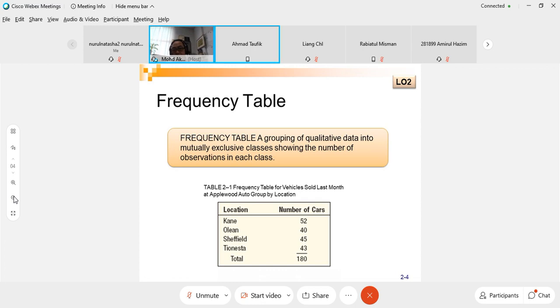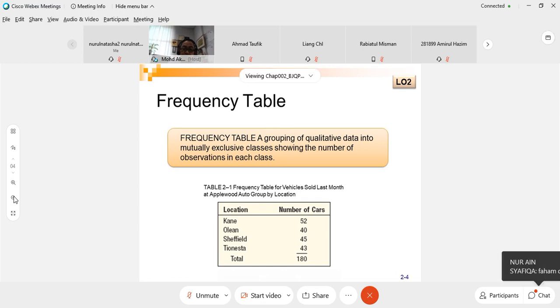Terima kasih Syafiq. Okay, daripada frequency table ni kita boleh menyatakan bahawa number yang tertinggi sekali adalah dekat Kane, the lowest sekali dekat Orleans. Okay, this one they call a frequency table. Nurain Syafiqah, okay, faham? Okay, siapa yang masih confused lagi?